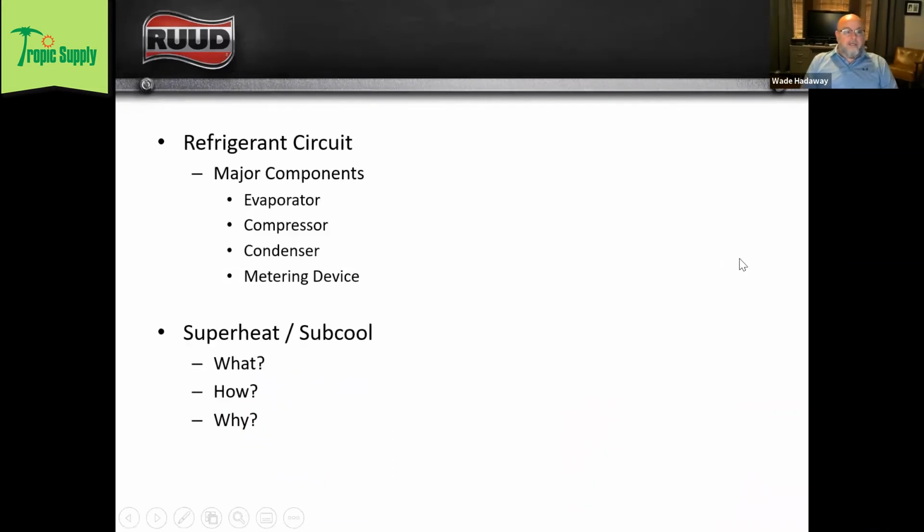So we're going to talk about, like I said, the refrigerant circuit. We're going to talk about the major components. Now, I realize that there are a lot of other components in a refrigeration air conditioning system, but I want to really just strip everything away and look at the major components. We're going to talk about the evaporator, the compressor, condenser, and metering devices. And we're going to talk about superheat and subcooling. What do they mean? How do we measure them, and why is it important, right? What is superheat and subcool telling us when we're looking at a system?